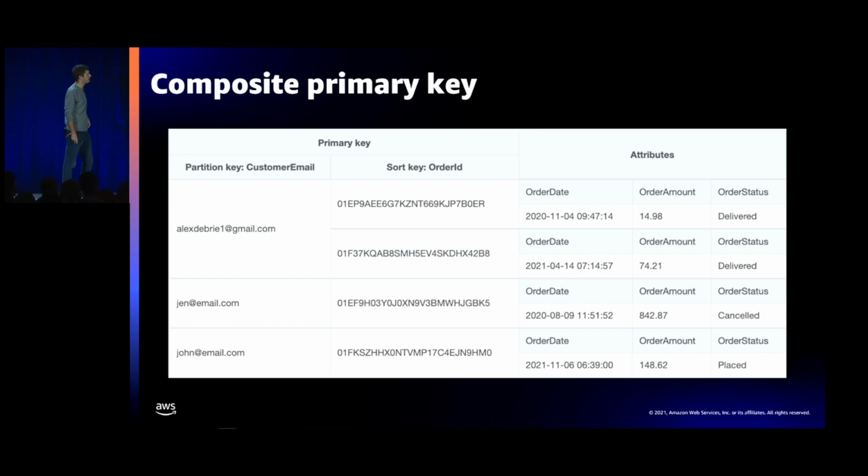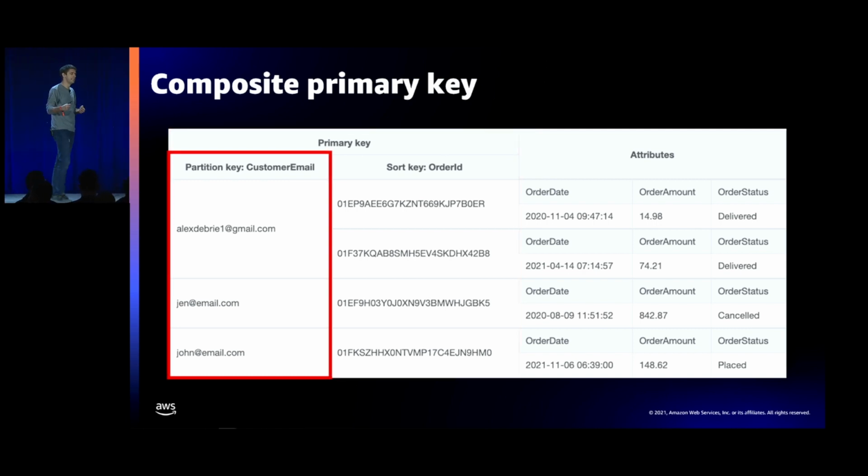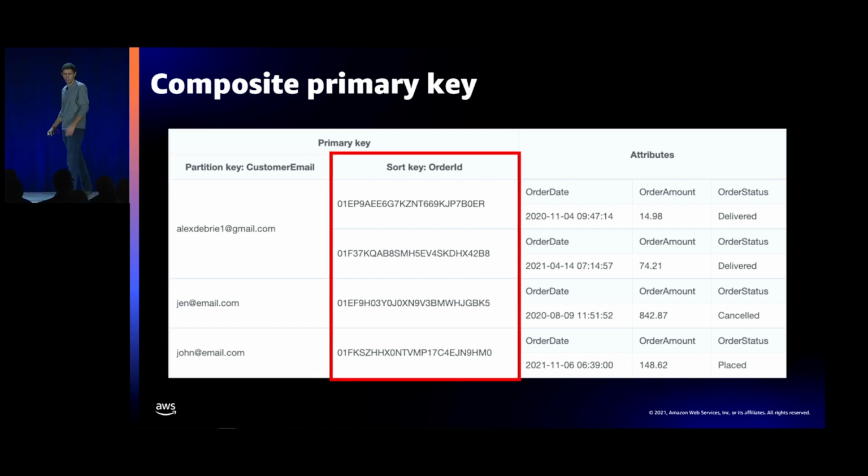So here's a table with a composite primary key. Extending our e-commerce example, this could be our e-commerce orders. So when a customer makes an order, maybe we throw it into this table here. You can see we have a composite primary key that has two different elements. On the left, we have that partition key, again, just like we did with our simple primary key. That partition key is customer email, but we also have what's called a sort key, which is our order ID there.